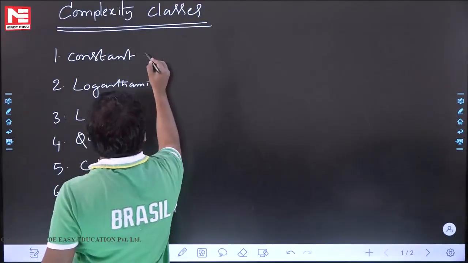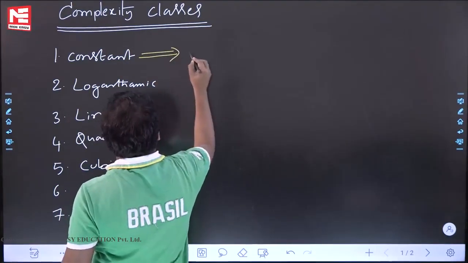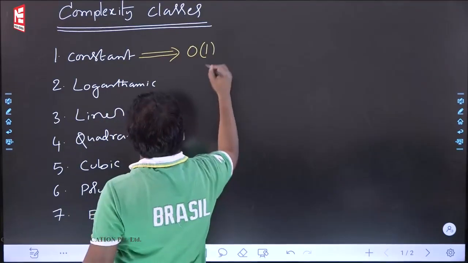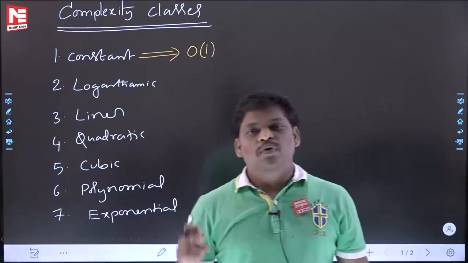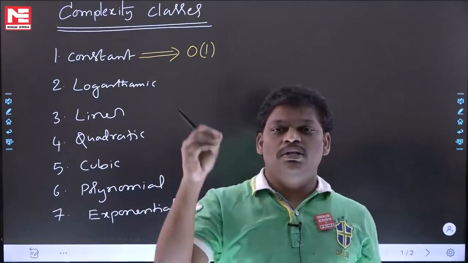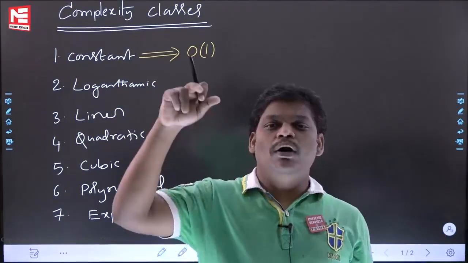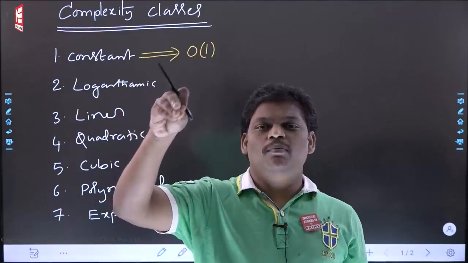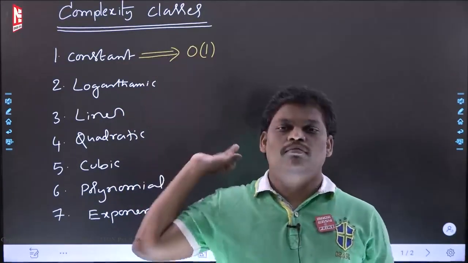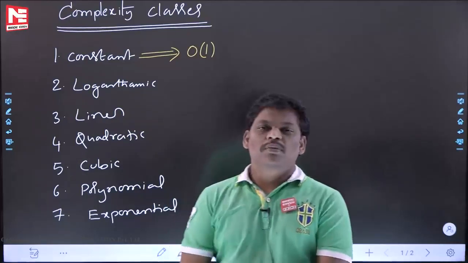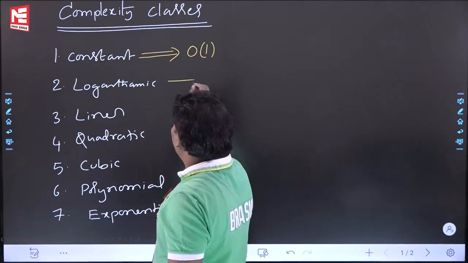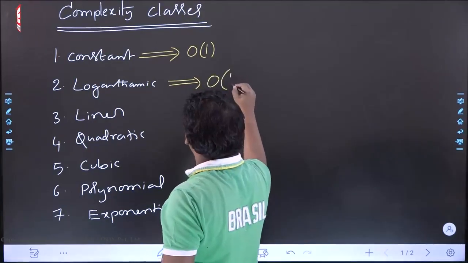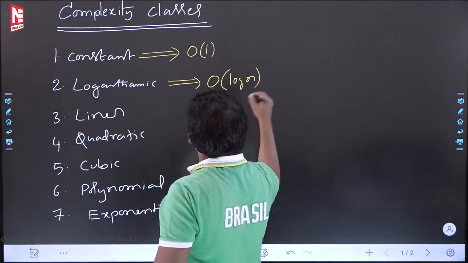Constant complexity we normally write as big O of 1. 5 is also constant, 10 is also constant, 20 also. Instead of writing big O of 5, for all constants they kept one name, big O of 1. Big O of 1 means constant complexity. Please be careful. Next one, logarithmic complexity is big O of log n.